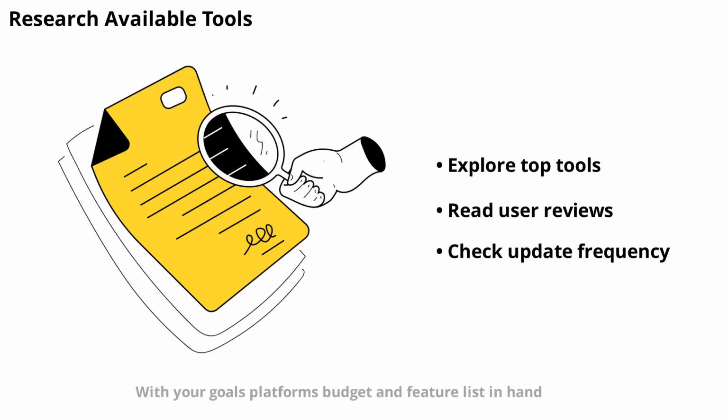With your goals, platforms, budget, and feature list in hand, start researching available social media management tools. Popular options for startups include Buffer, Hootsuite, Sprout Social, and Later. Visit their websites, read user reviews, and check out comparison articles. Pay attention to user experience, customer support, and how frequently the software is updated. This research phase is crucial for narrowing down your shortlist to the most promising candidates.